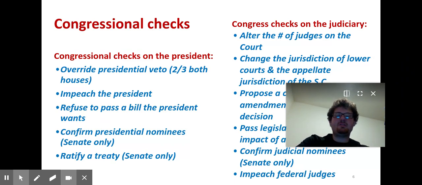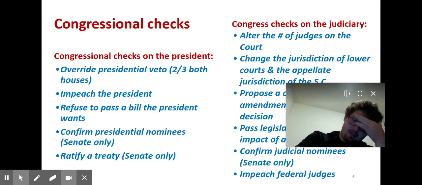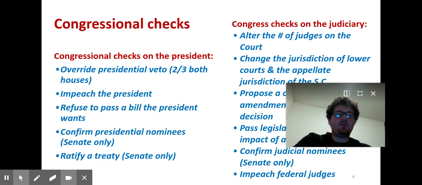So checks on the president, they can override his veto with a two-thirds vote of both houses. That's, I want to say, 357, 358 people. Yeah. All right. They can impeach the president. That starts in the House of Representatives and then moves to the Senate. I'm sure most of you are familiar with the impeachment processes of Donald Trump. He was impeached by the House of Representatives, but acquitted by the Senate. So he's still in office.